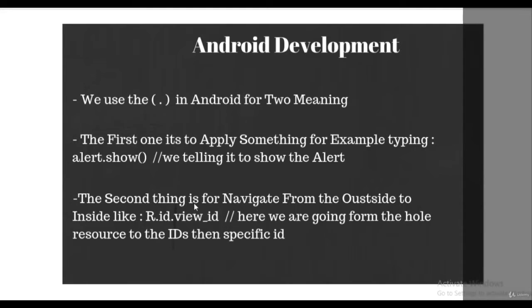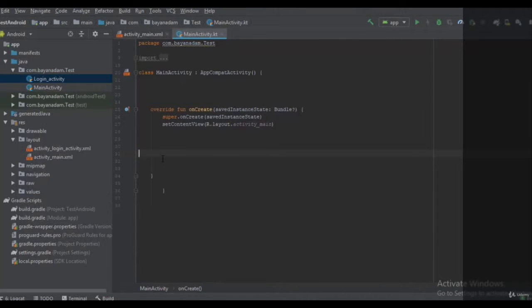Like if we type R.id.viewID, here we are going from the whole resource, which is the capital R, to the ID resources, the .id, then a specific ID. So going back to our Android Studio, let's discuss this.